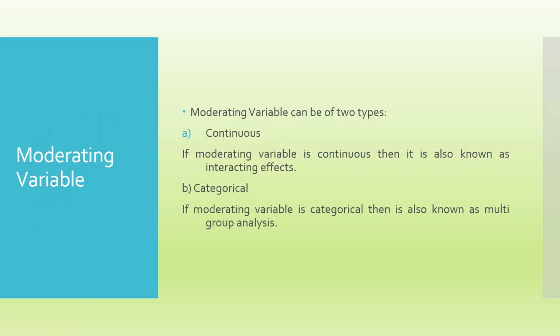Moderating variable can be of two types. One, the continuous one. If the moderating variable is continuous, then it is also known as an interaction effect, which we are going to see in this video. If the moderating variable is categorical, then we will be carrying out multi-group analysis, which we will see in our next video. Now, how to run a moderating variable in SmartPLS-4? Let us see.